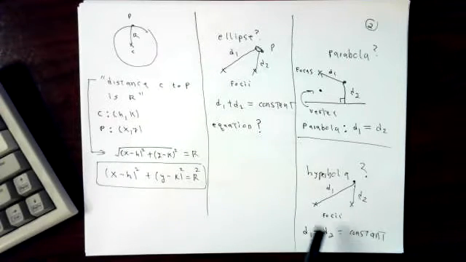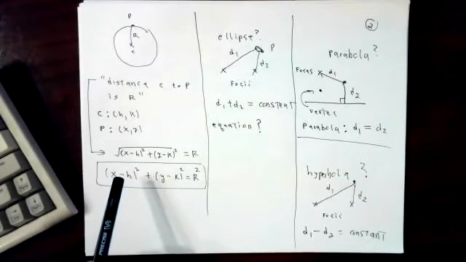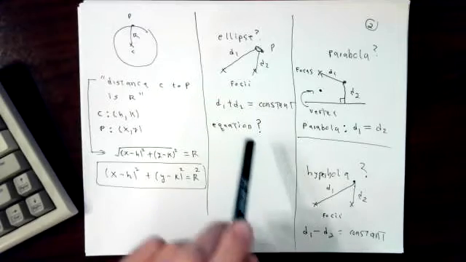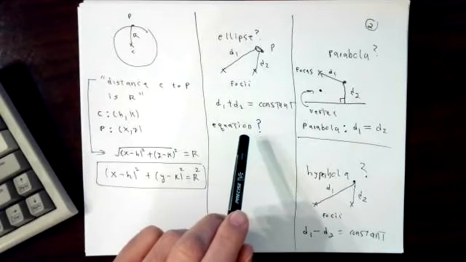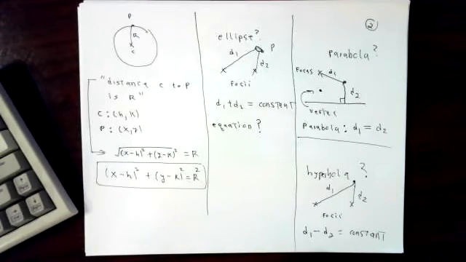For the hyperbola, we're going to have two foci again, just like we did with the ellipse. From one focus to the point of interest, we'll have D1, from the other focus to the point of interest D2. The hyperbola is going to be defined not by distance is a constant or the sum of the distances is a constant. The hyperbola is going to have the difference of the two distances a constant.